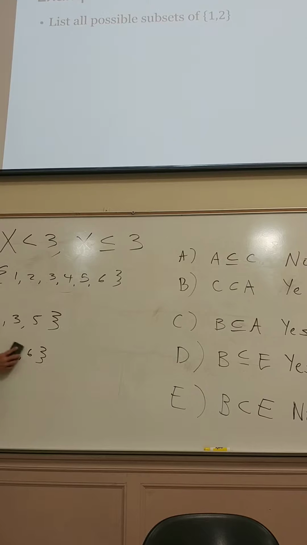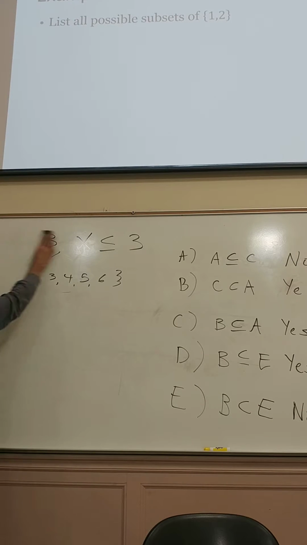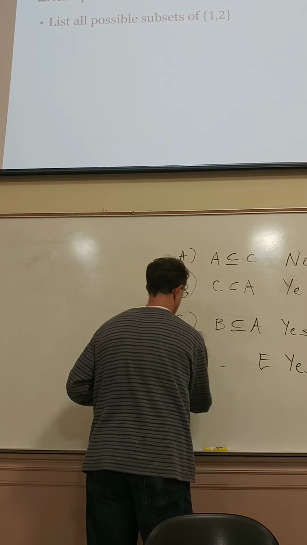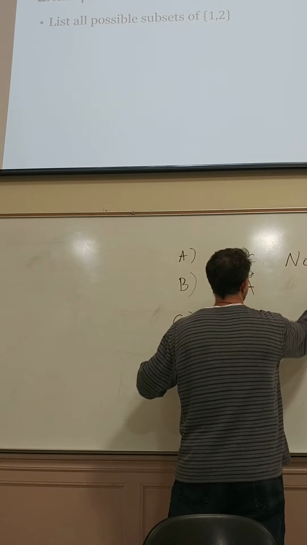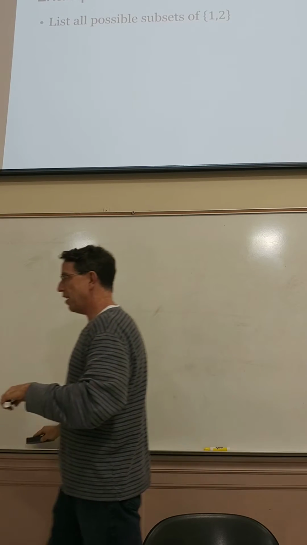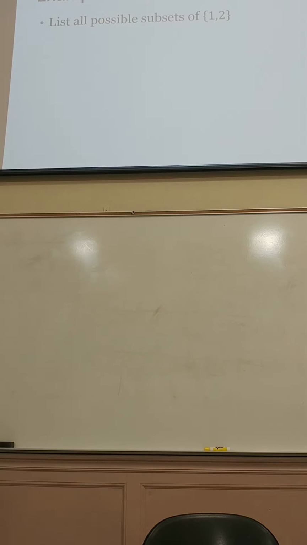The last thing in this section is to take a given set and list all the subsets of that set. So what I'm going to do is take, as you can see, example 4: list all the possible subsets of {1, 2}.